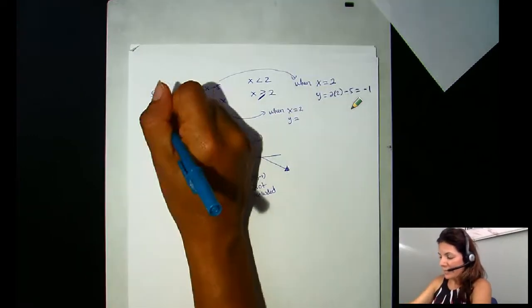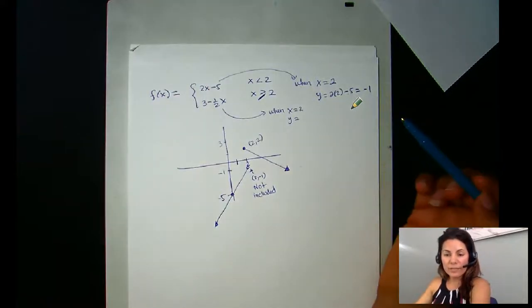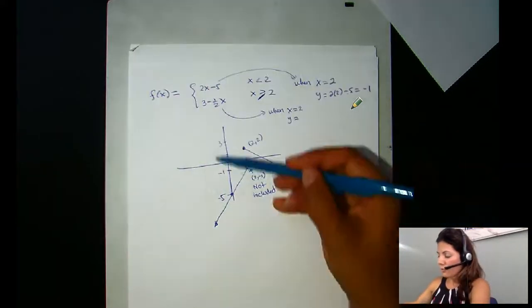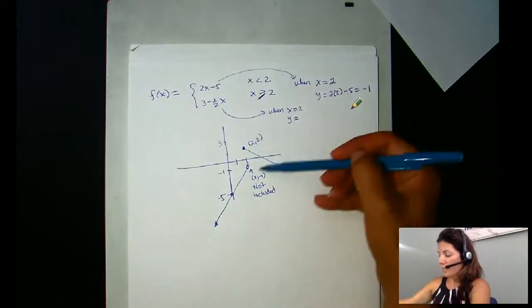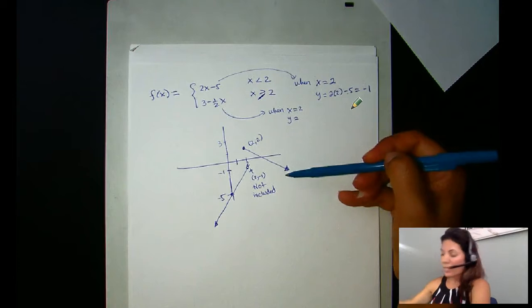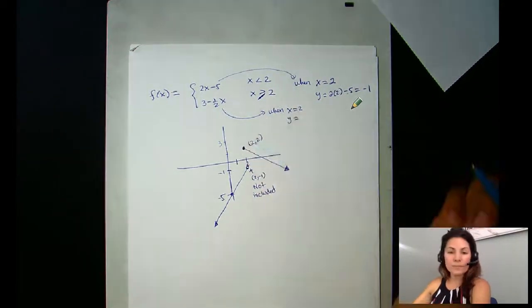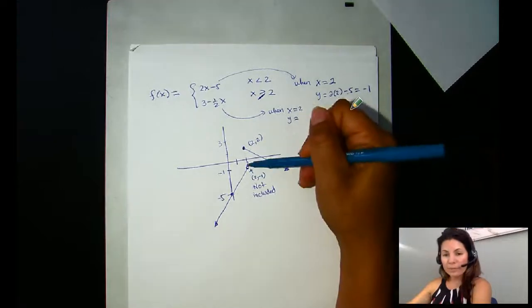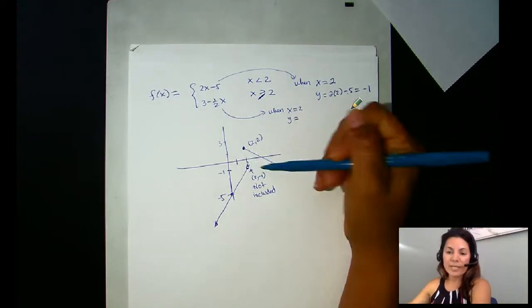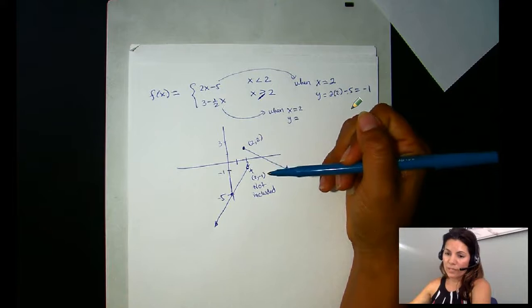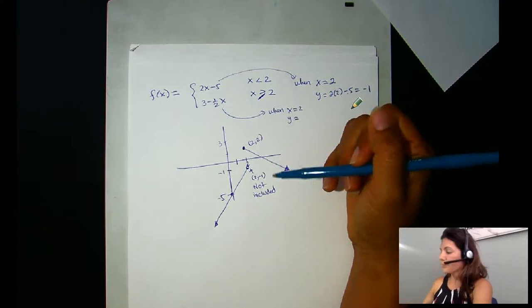Notice that it is defined as a function, so it should pass the vertical line test. So if you draw a vertical line anywhere, you should only touch this, which is why this one is open and that one is closed. We can have them both open, that's okay. That would mean 2 is not in the domain. We just can't have them both be closed, because then it will not be a function.